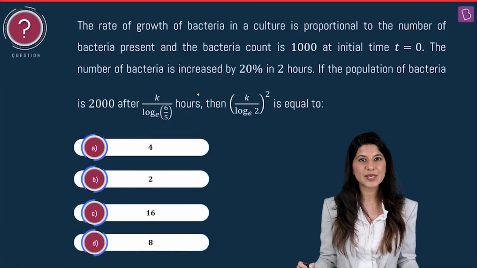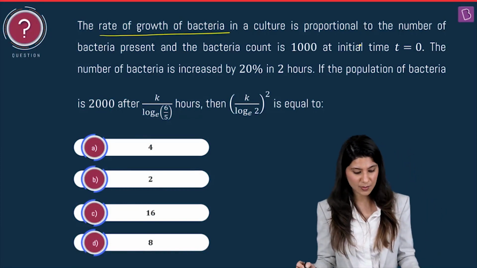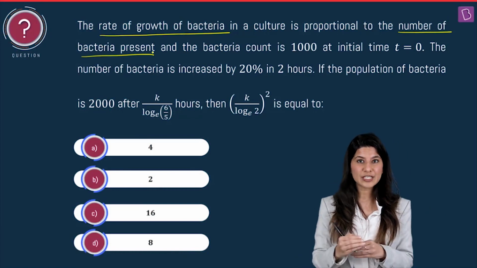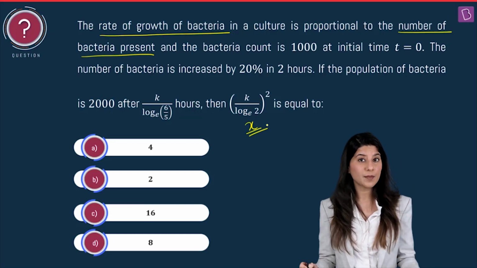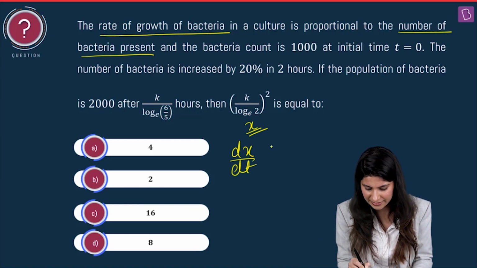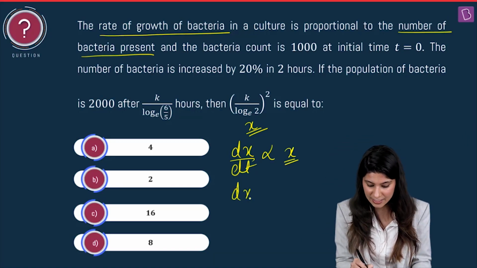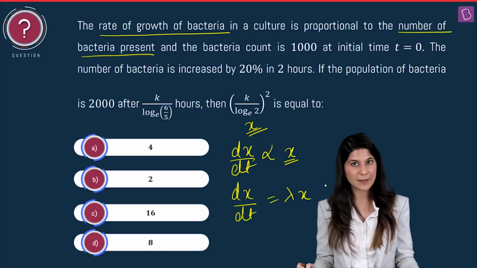Let's have a look at this question. It is given that the rate of growth of bacteria in a culture is proportional to the number of bacteria present. While we read the question, let's create the equation gradually. Let us assume that x is the number of bacteria. Rate of growth of bacteria would be dx by dt, that is proportional to the number itself. dx by dt is proportional to x. Hence, dx by dt equals lambda x.